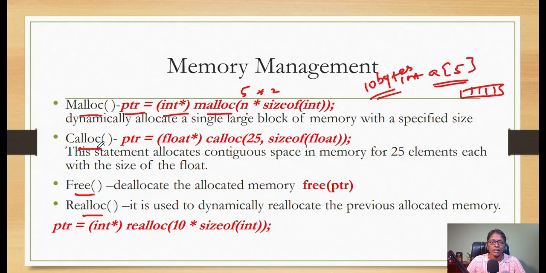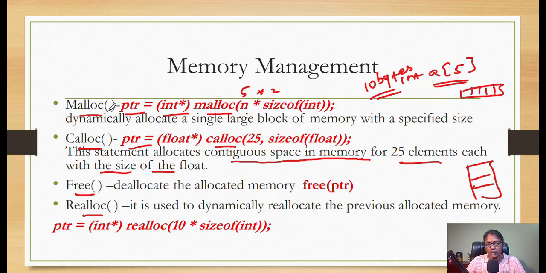The next one is calloc. Calloc means this statement allocates contiguous space in memory. So this will allocate contiguous space in a memory block for all 25 elements, each with the size of a float. So calloc means contiguous space in memory, whereas malloc means a single large block of memory is allocated dynamically. Dynamically means whenever it is needed, I will allocate it.